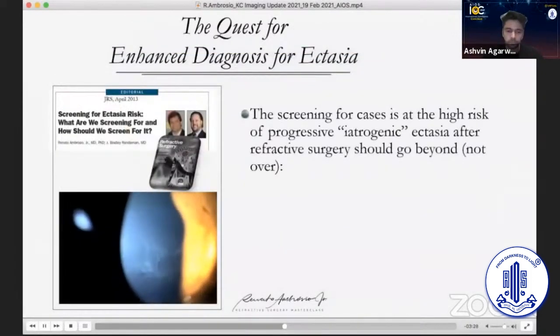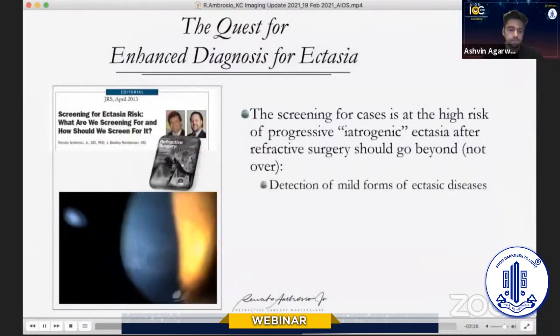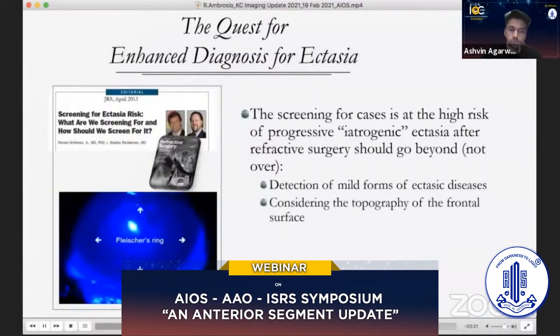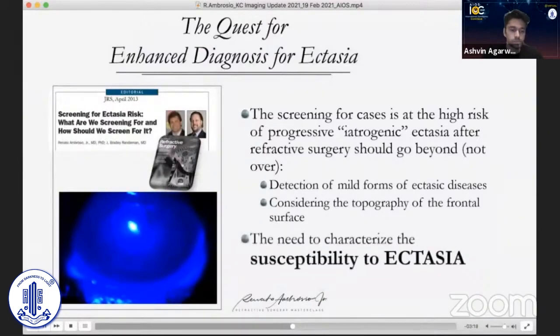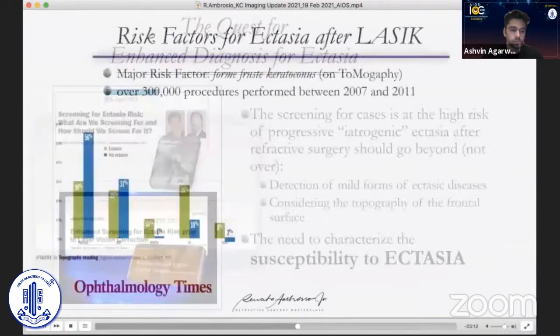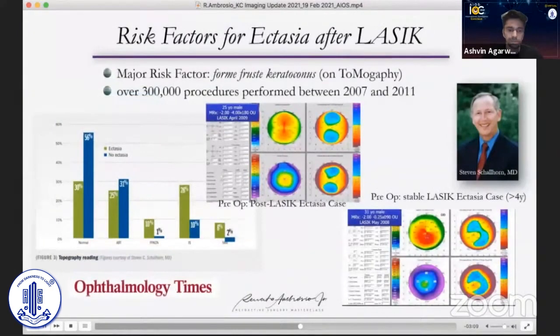Also, enhanced diagnosis for laser vision correction is very important because we've gone beyond the detection of mild forms of keratoconus, and we've gone beyond considering topography and the frontal corneal surface to the understanding of ectasia susceptibility. We have to understand that ectasia susceptibility is not exactly the same as forme fruste keratoconus, which is a recognized major risk. And based even on tomography, in this great series from Steve Schallhorn, you see that about 1% of the cases with no ectasia in a very large series of LASIK cases may have forme fruste keratoconus or even keratoconus appearance in tomography. Even some cases with a normal tomography can get ectasia, 30% in this series.